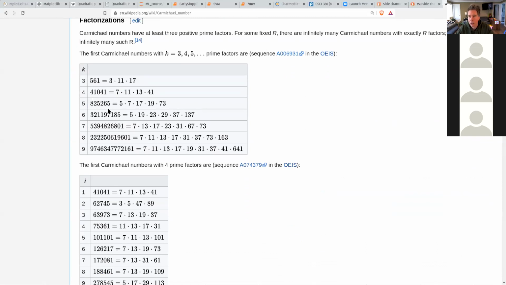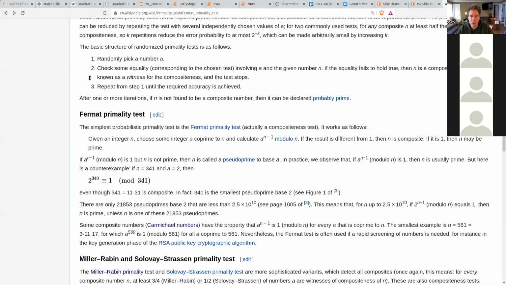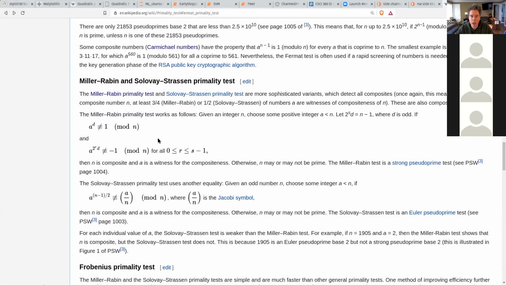So there's a smarter test. Fermat was a pretty smart guy, but there's another test that people use called the Miller-Rabin test, which we don't have time to explain, but that will be where we start on Thursday.